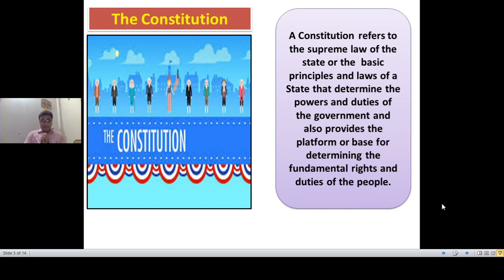So this is the definition of the constitution. A constitution refers to the supreme law of the state, or the basic principles and laws of a state that determine the powers and duties of the government and also provide the platform or base for determining the fundamental rights and duties of the people. Dear students, I have taken this definition from your textbook, and this is a highly pragmatic definition, and you can use it in your answer script. Definitely you will get very good marks in your examination.